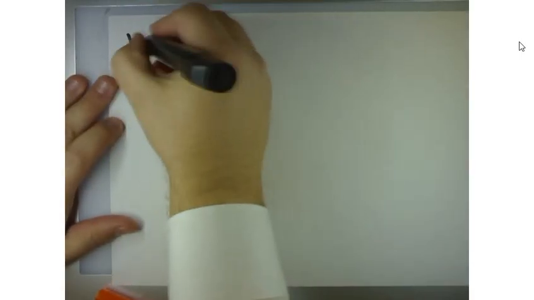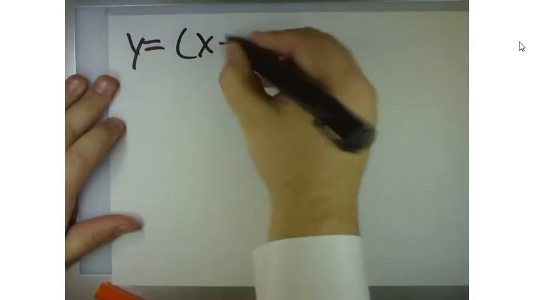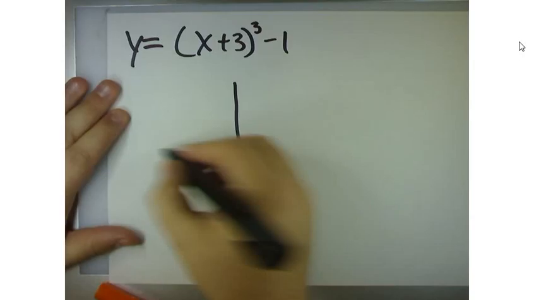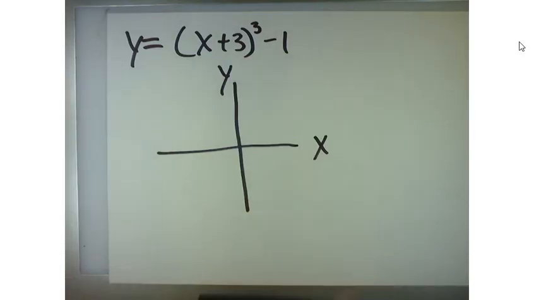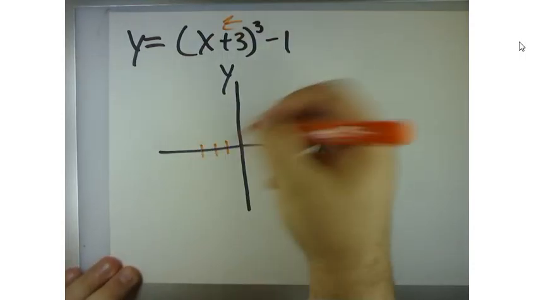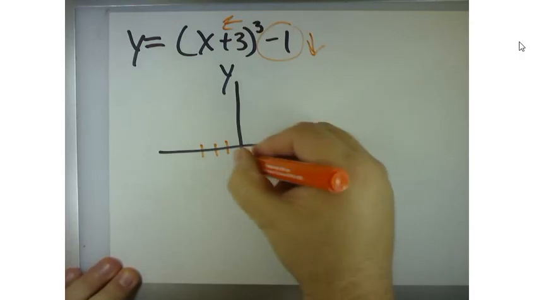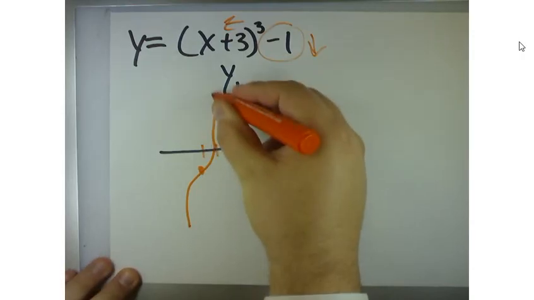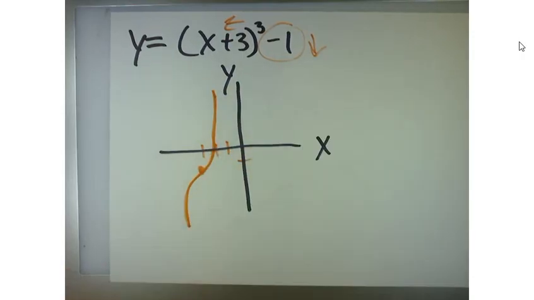Let's do one more, shall we? Now, this one isn't in the textbook, but I want you guys to write it down. If I say y equals x plus 3 cubed minus 1, how would you graph that? Well, I go 3 units to the left, 1, 2, 3, and then this is 1 unit down. So that's where my little curvy swoop will go through. It would look like that. Is that right? How can we verify?